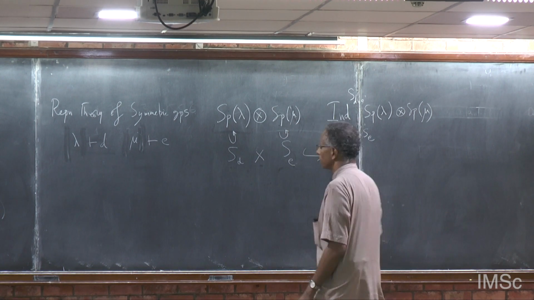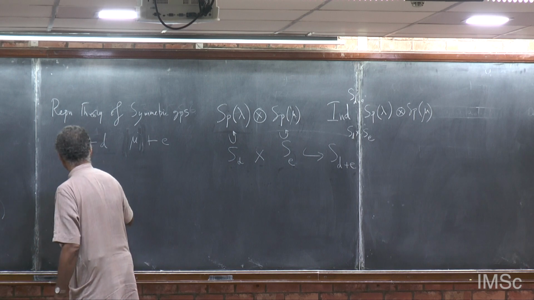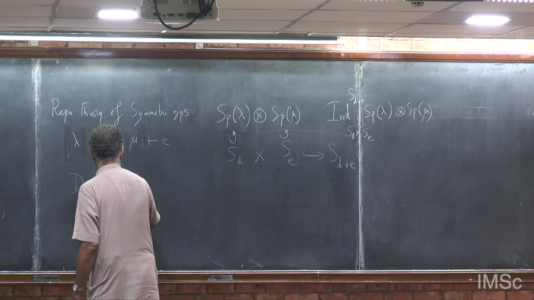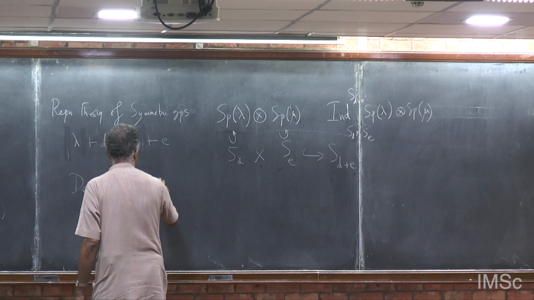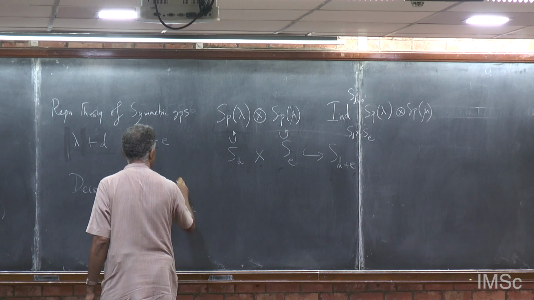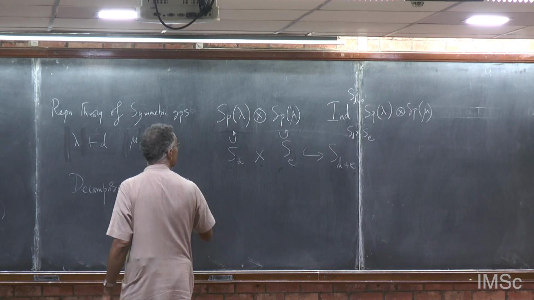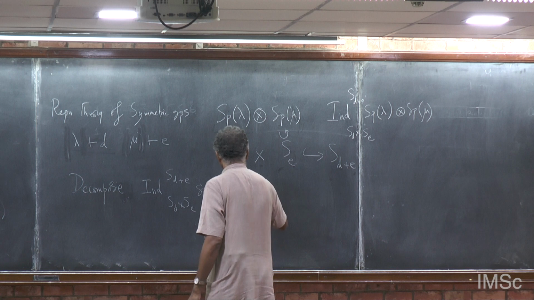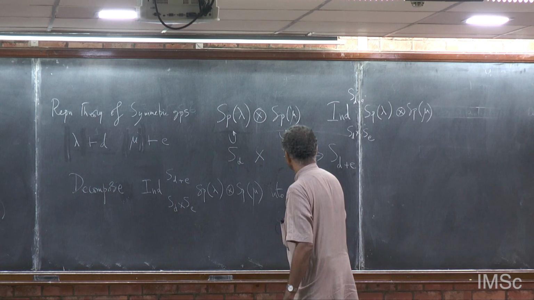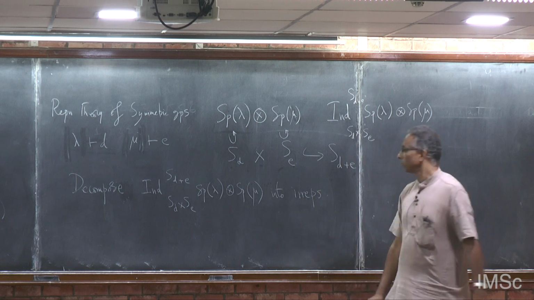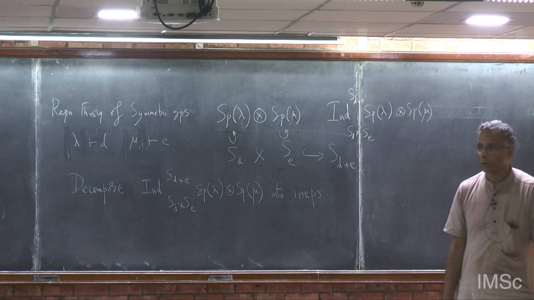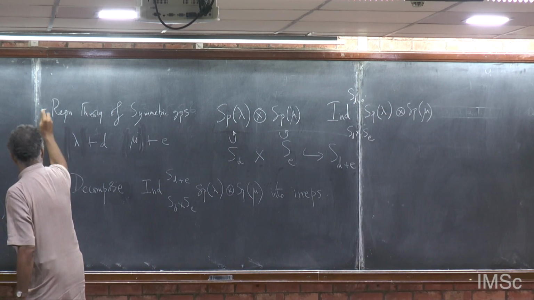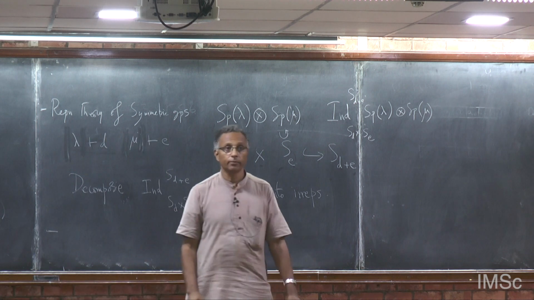So, decomposing the induced representation from S_D cross S_E to S_{D+E} into irreducible representations. That is yet another interpretation. There is another interpretation, this time geometric.